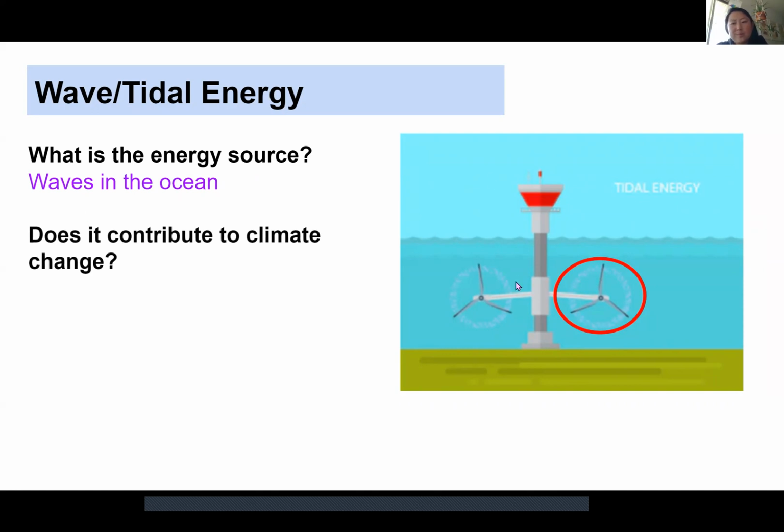Like I said, when the waves come in and out, it turns the turbines and it moves the turbines. And with that, of course, it does not contribute to climate change, no emissions. But it is much more expensive than coal.